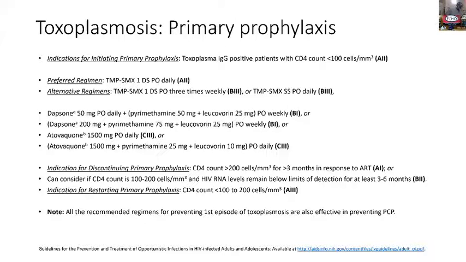The CD4 count would have to be over 200 for at least 3 months in response to antiviral therapy, and as well the person should be virally suppressed. One can consider discontinuing primary prophylaxis in some of our persons who are experiencing immunologic failure on ART, where the CD4 count doesn't quite get above 200, but they have managed to sustain viral suppression to undetectable levels for at least 3 to 6 months. And in any person whose CD4 count drops below 100 to 200 cells, especially if they're not virally suppressed, they should restart primary prophylaxis for toxoplasmosis.